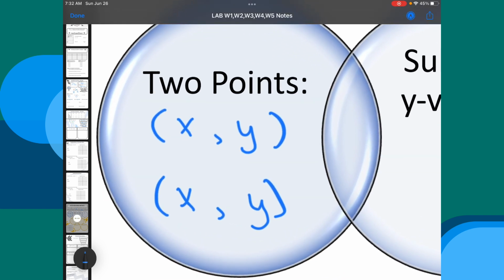To differentiate between the points, we give them little numbers. This is the first point, so we give them little ones. The second point, we give a little 2 to.